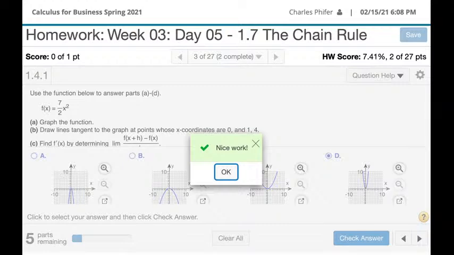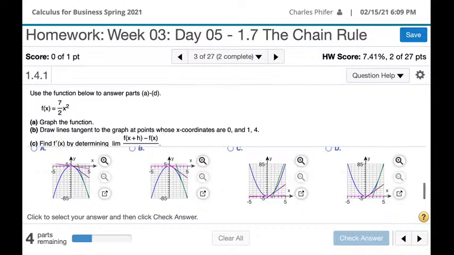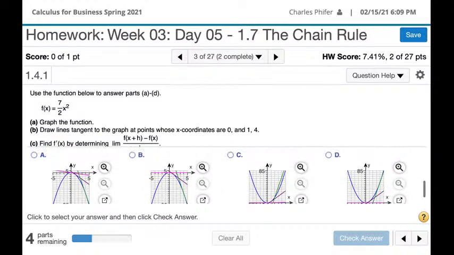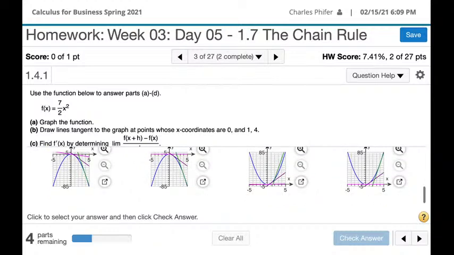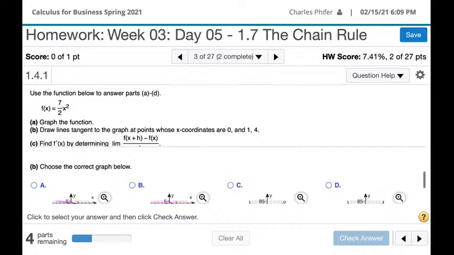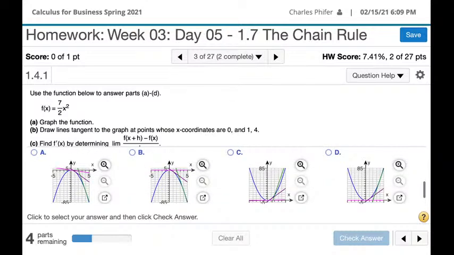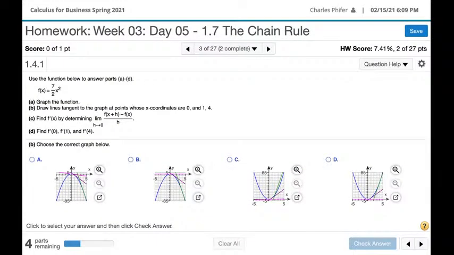Then draw lines tangent to the graph, whose x-coordinates are 0, 1, and 4. I think we can just match up the graphs. It can't be A or B. Okay. So it looks like C and D are similar. Let me see if I can make this view a little bit better.